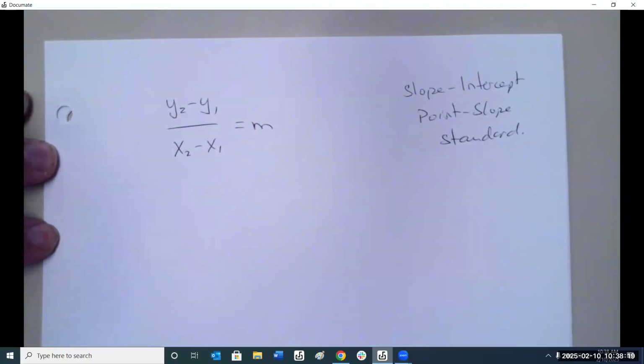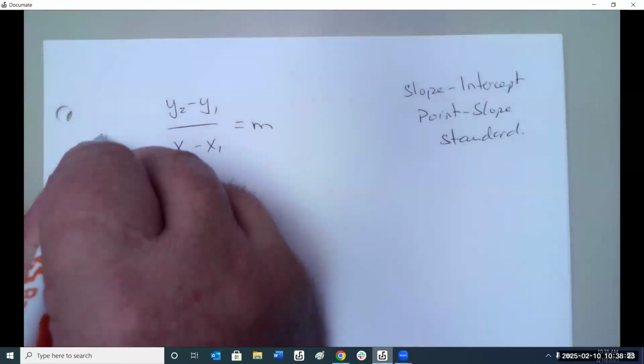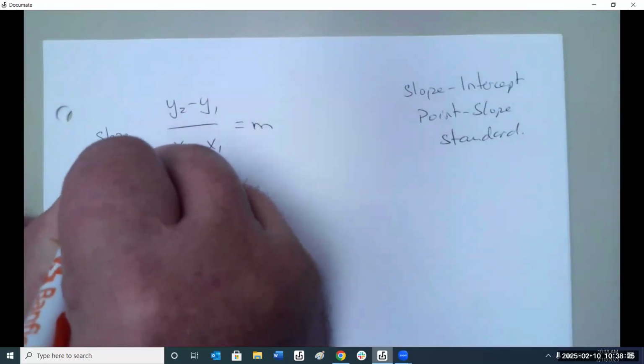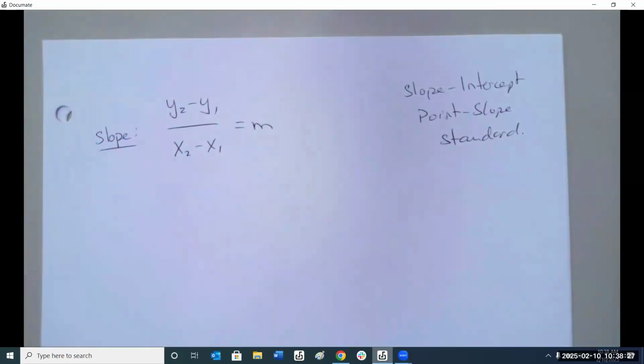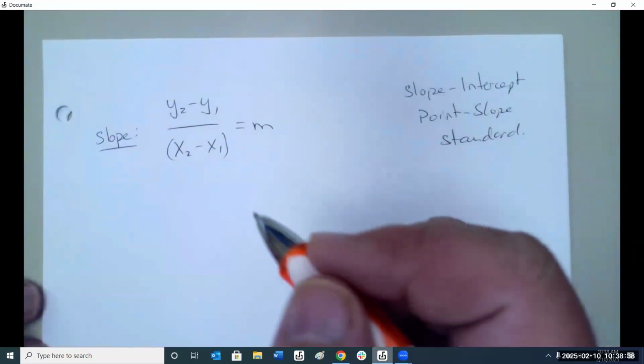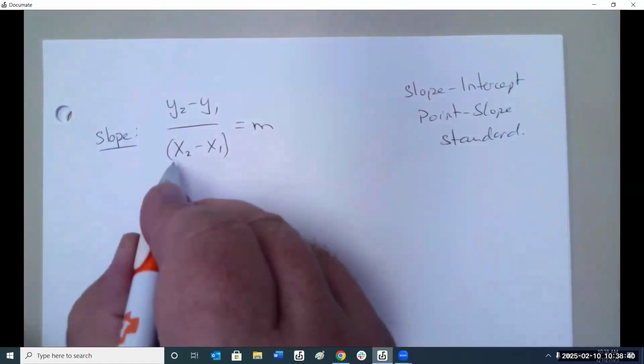We begin with the slope. That's where it all begins. Whenever you have fractions and an equal sign, what do you always do? Get rid of the fractions. How? Multiply the denominator to both sides.